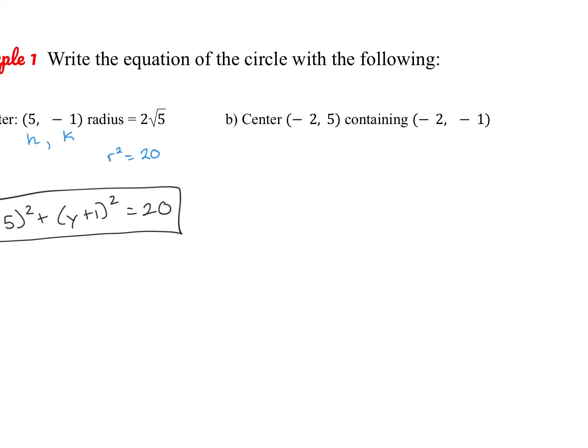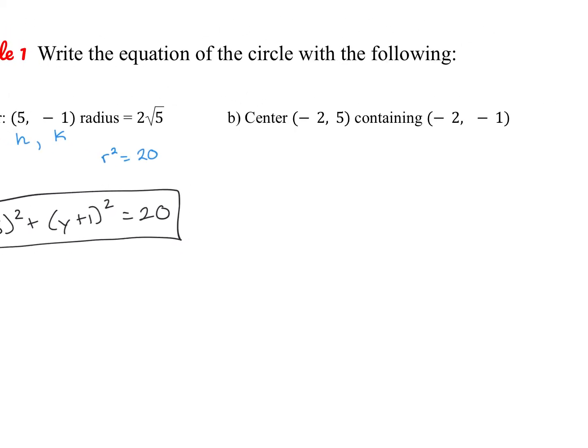Okay, let's try one more. Here we have the center at (−2, 5), and it's just containing the point (−2, −1). So let's set this up. We know this is h and this is k. We don't know r yet, but we can find it. So let's do (x + 2)² + (y − 5)² = r². And if we substitute for x and y, we can actually solve for r squared.